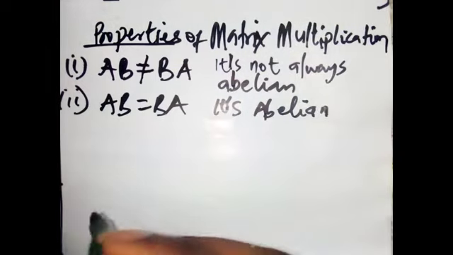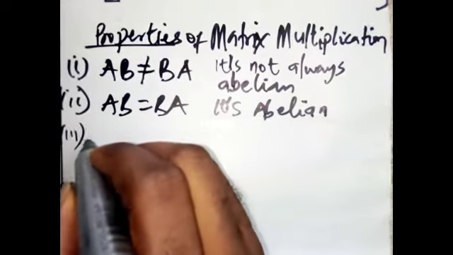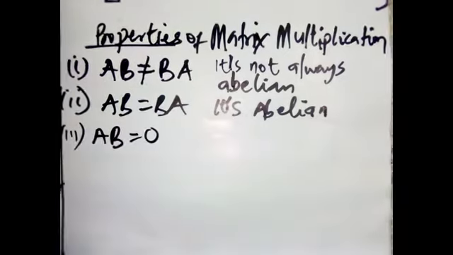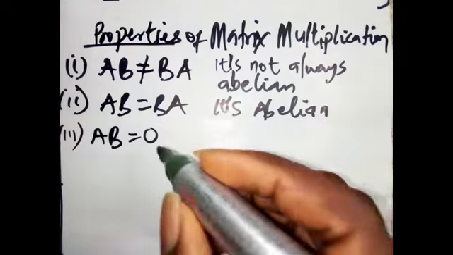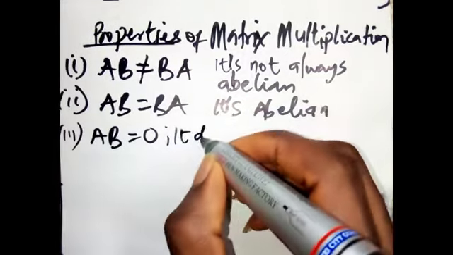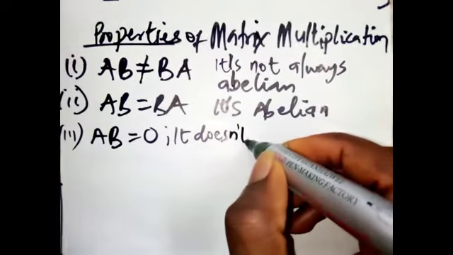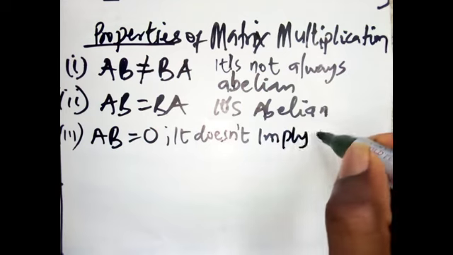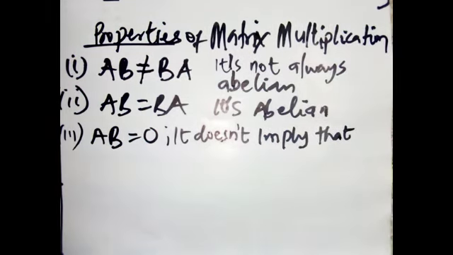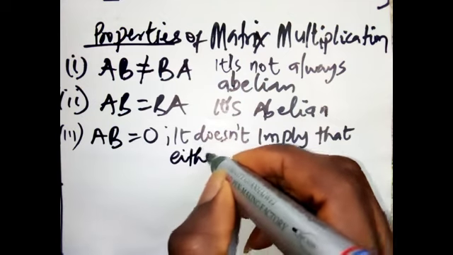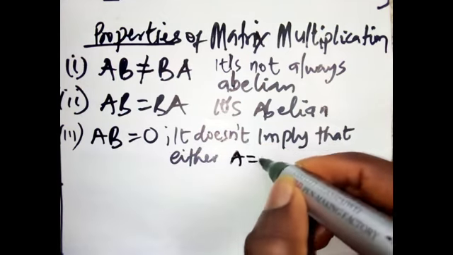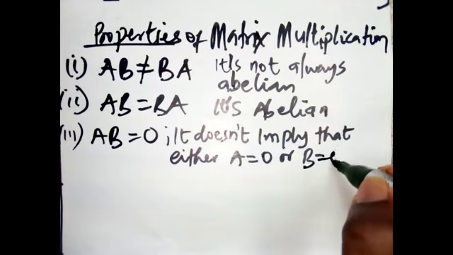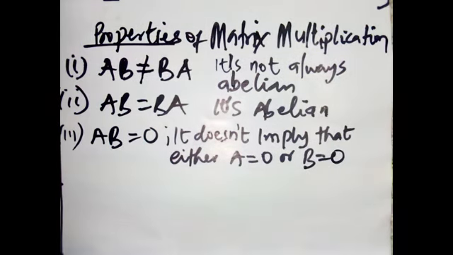All right. Thirdly, if the product AB is equal to 0, it does not imply that either matrix A is equal to 0 or matrix B is equal to 0. So if the product of two matrices A and B equals 0, it does not imply that either matrix A or matrix B is equal to 0.